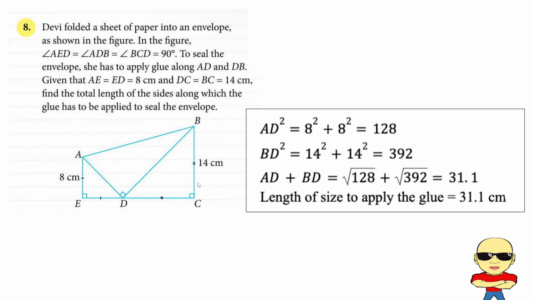BD squared is 14 squared plus 14 squared, which gives us 392. Therefore, AD is the square root of 128 and BD is the square root of 392. Add them together, we have 31.1. So the length to apply the glue is 31.1 centimeters. My apologies, I made a spelling mistake here. It should be length of the sides, not length of the size.